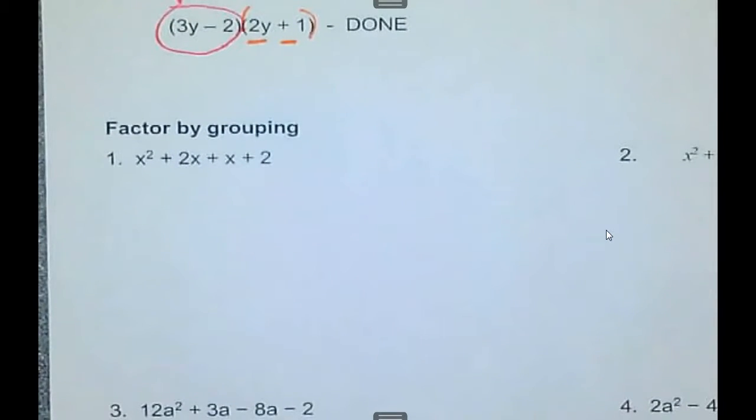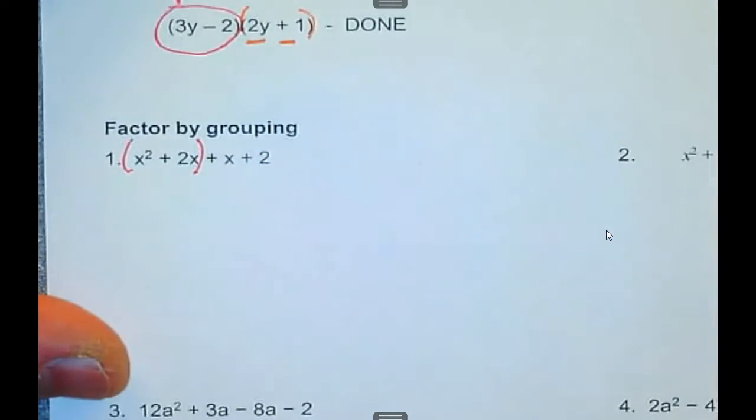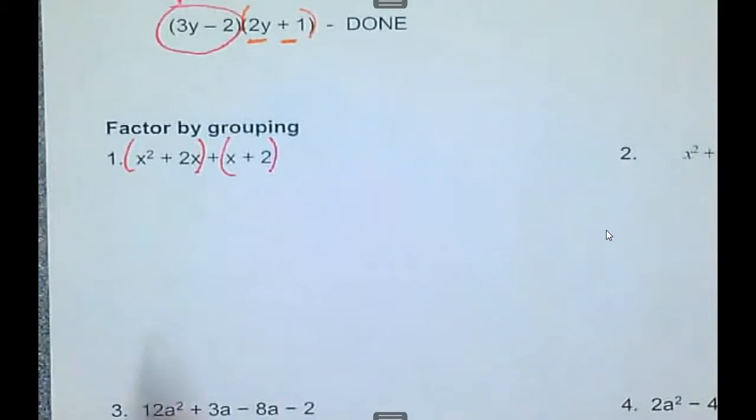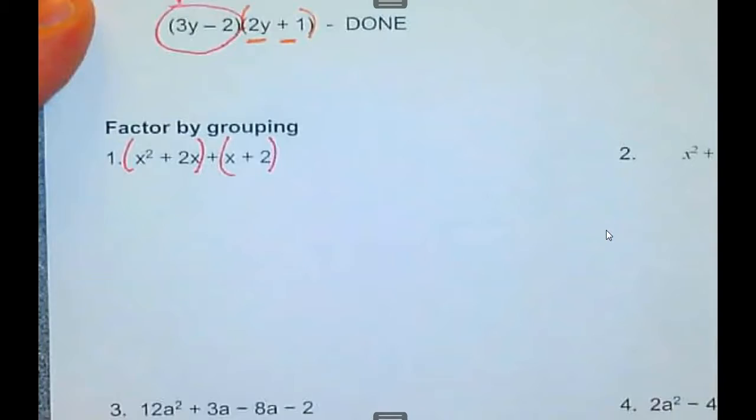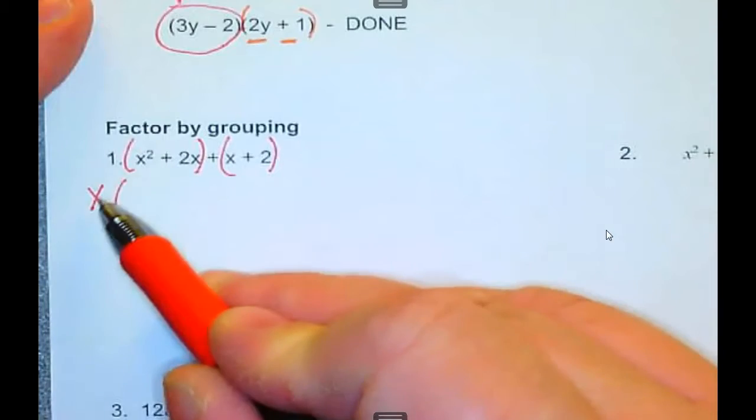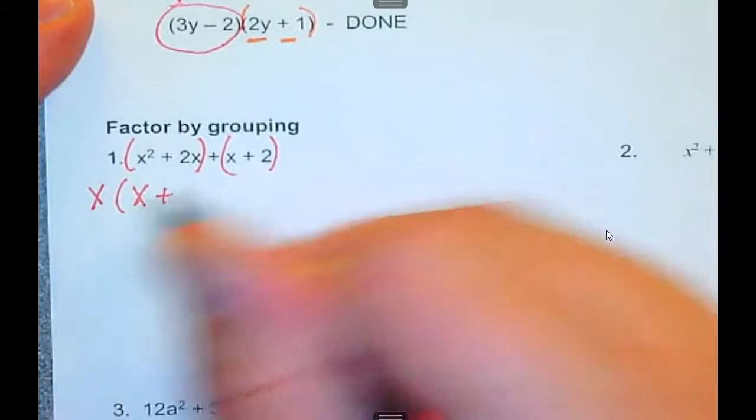Okay, so I've got my 4 terms. So I'm going to group my first 2 terms, group my second 2 terms. Okay, look at the first quantity here. What can I take out of x squared and 2x? One of the x's. So x squared divided by x leaves me with x, and 2x divided by x leaves 2.